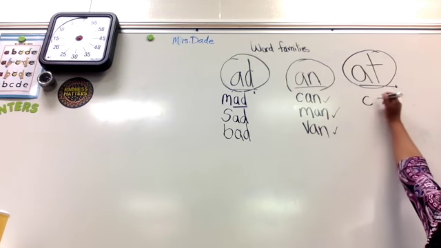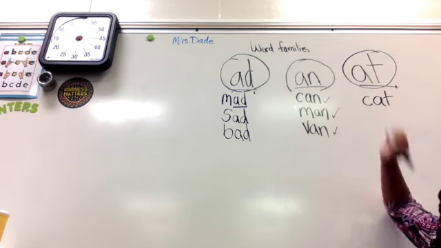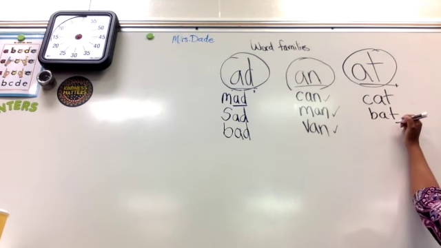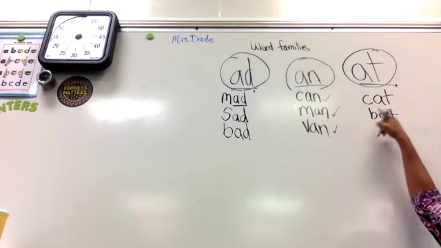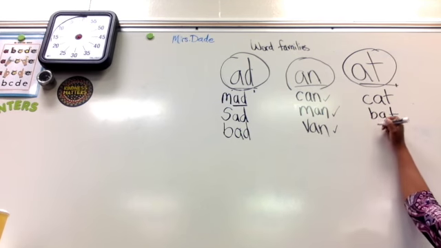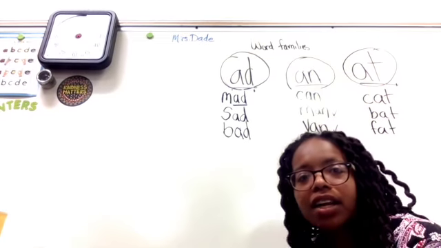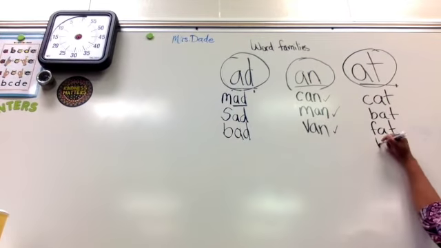All right, rhyming. Cat rhymes with? Bat. And bat rhymes with? So here you get the gist of what we're doing. All I'm doing is taking the families and they're giving me examples of what would fall in that family. And as you can see, the kids were catching on to the patterns.